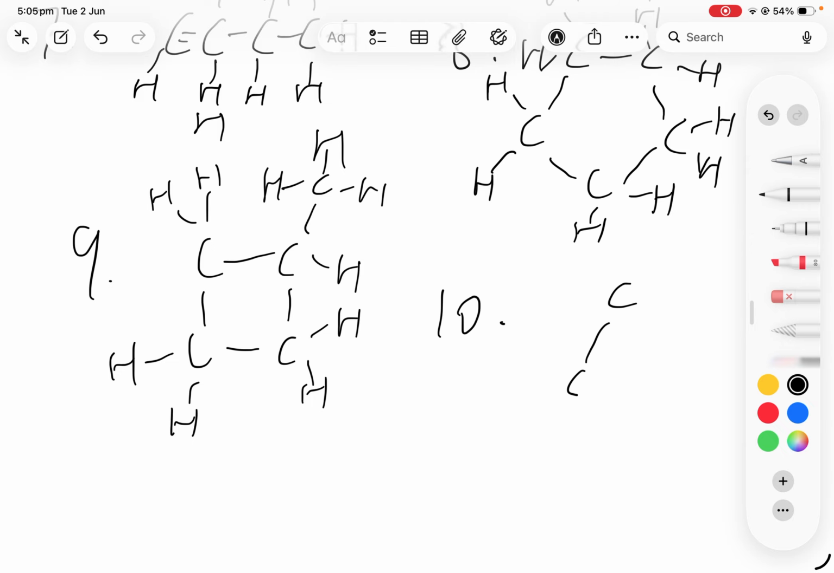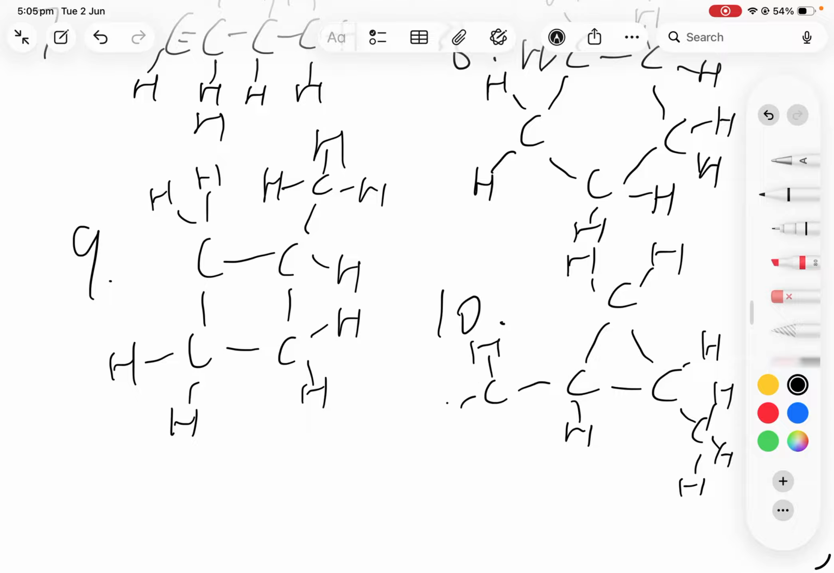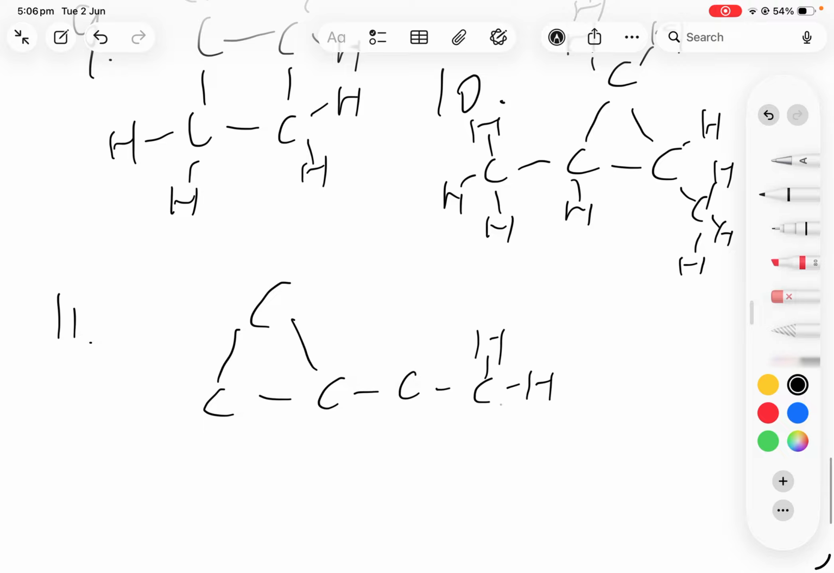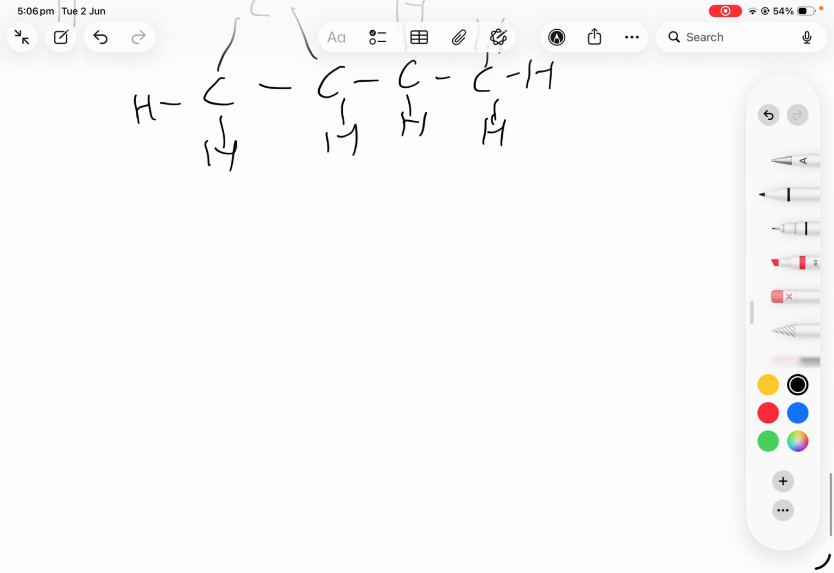For 10, we can have a 3 cyclo, yeah? So hydrogen, carbon, carbon, or we can have a triangle cyclo with a C and another C, ethane on the end. All right, now we can do the next question.